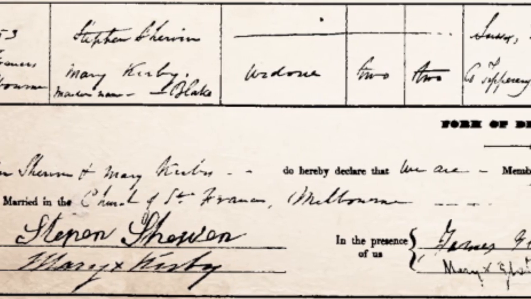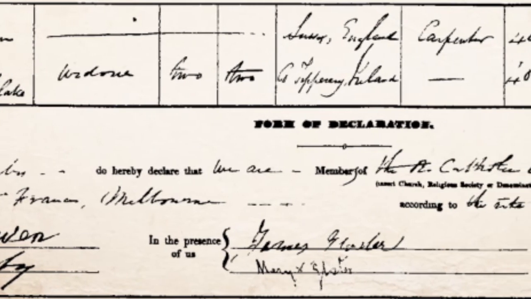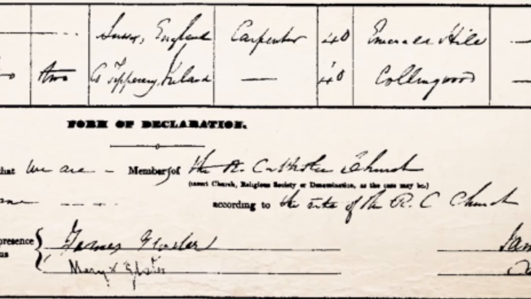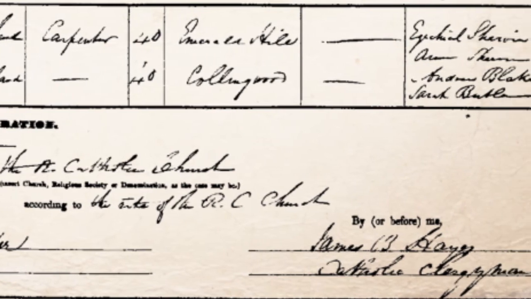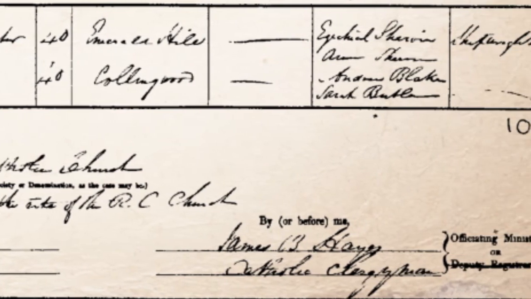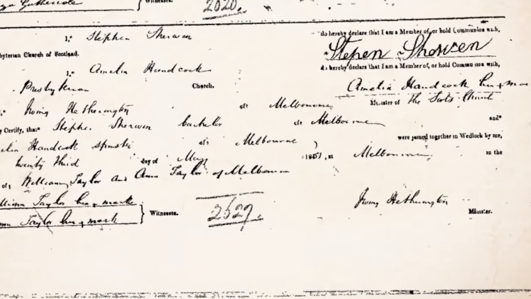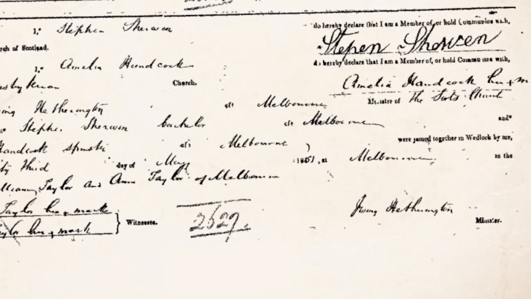This marriage occurred only months after civil registration was first introduced into Victoria on the 18th of January 1853. And the information required by law is provided. But this is only part of the story of Stephen Sherwin. Further research uncovered that the colourful Stephen Sherwin had married another woman only 2 years earlier.